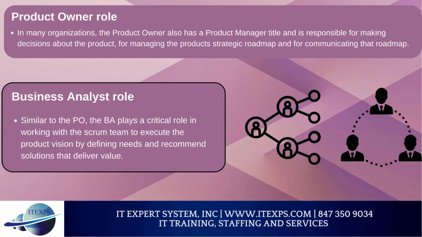Business analyst role. Similar to the PO, the BA plays a critical role in working with the Scrum team to execute the product vision by defining needs and recommending solutions that deliver value. The BA goes a bit deeper by breaking down high-level product features into user stories, with the appropriate amount of detail. This may result in other BA artifacts. Some of the most common examples I have experienced are capabilities gap analysis and process flow diagrams.